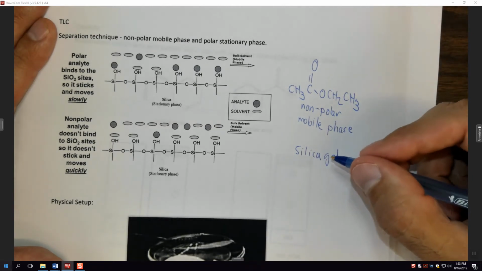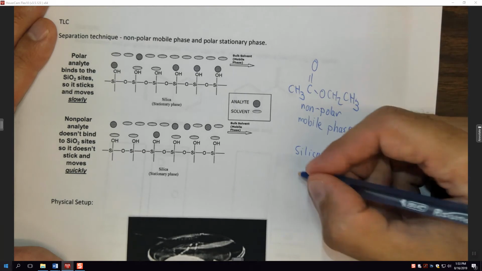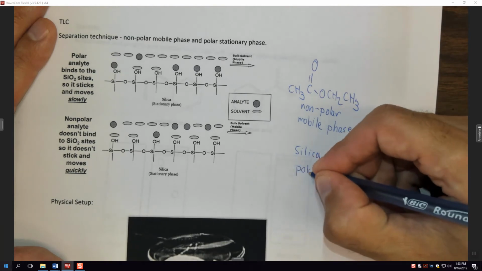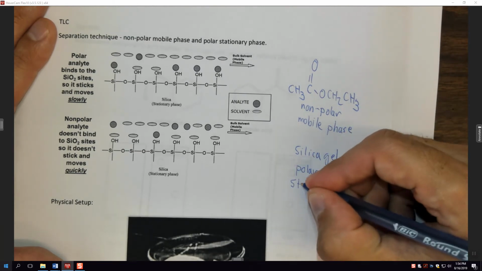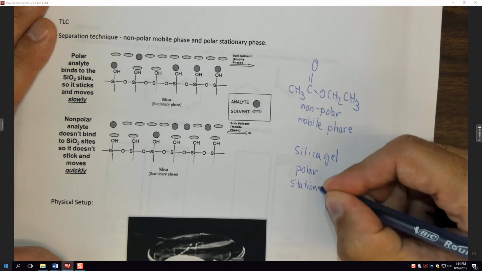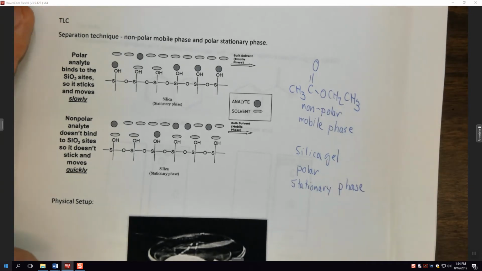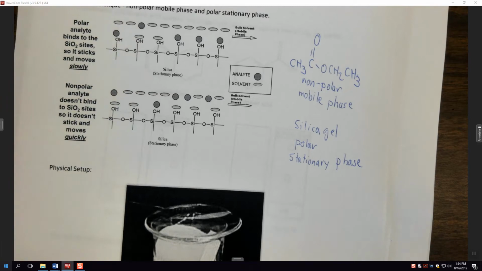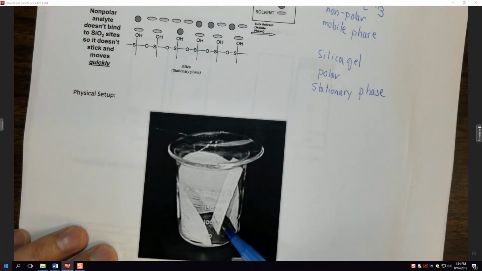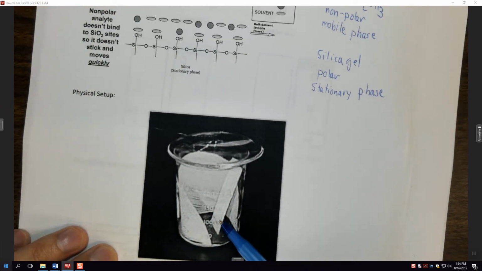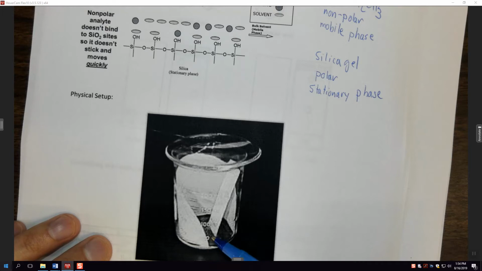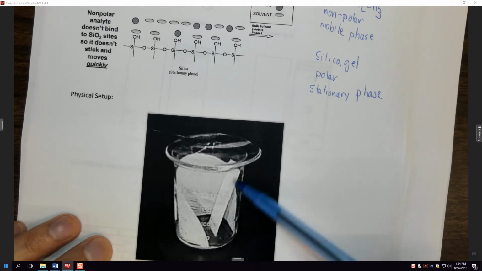Silica gel, okay, which is polar, and it's the stationary phase. So what's going to happen? Well, I mentioned before that you're going to spot your TLC plate with your analytes of interest, and they're going to experience forces from the mobile phase, right, intermolecular forces, and intermolecular forces from the stationary phase.